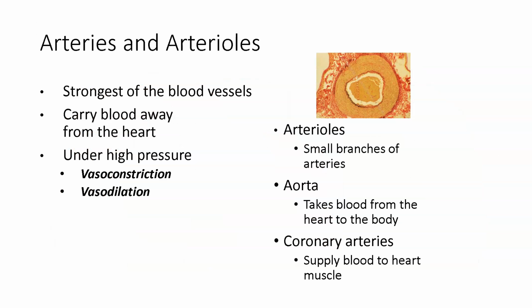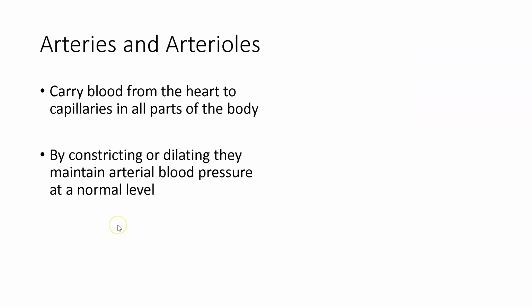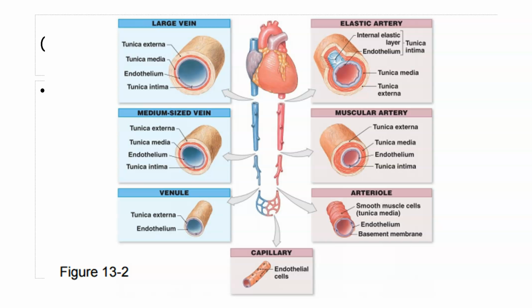So arteries are the strongest of the blood vessels. Under high pressure, they carry blood away from the heart. The aorta takes blood from the heart to the body. These are some of them, like the major artery. Coronary arteries, of course, supply blood to heart muscle cells. They carry blood from the heart to capillaries in all parts of the body. By constricting or dilating, they maintain arterial blood pressure. I don't know if you ever felt your blood pressure rise or not, but it exists. It happens. You can see here there are muscular arteries and elastic arteries, and your blood pressure can increase, and you don't really control that. So, to help you survive.